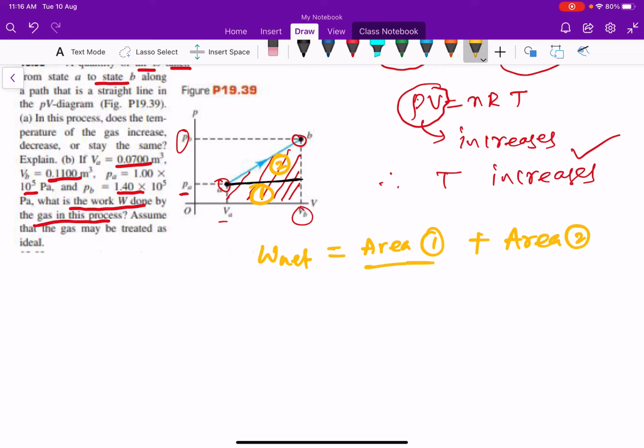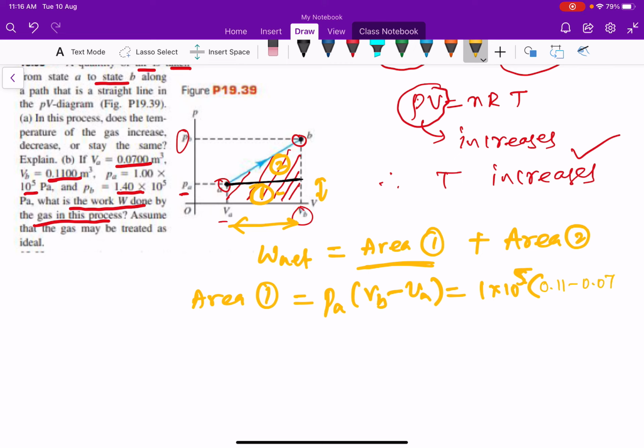The area under the first region is length into breadth. Length is VB minus VA, and breadth is just the height PA. So the area in the first region is PA into (VB minus VA). PA is 1 into 10 to the power of 5 pascals, into VB minus VA, that is 0.11 minus 0.07. By doing this, you will get the area under region 1.